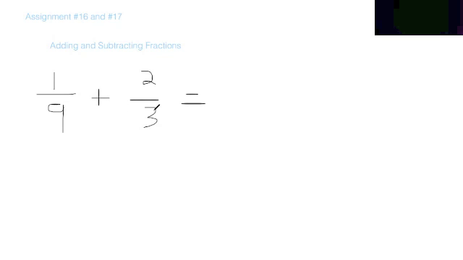So what can you do to make this 3 turn into a 9? You would have to multiply by 3, right? But when you do that, you're multiplying both the top and the bottom by 3. So now your new problem is going to be 1 over 9 plus, 3 times 3 is going to be 9, and then 2 times 3 is going to be 6. So now it's 1 over 9 plus 6 over 9.